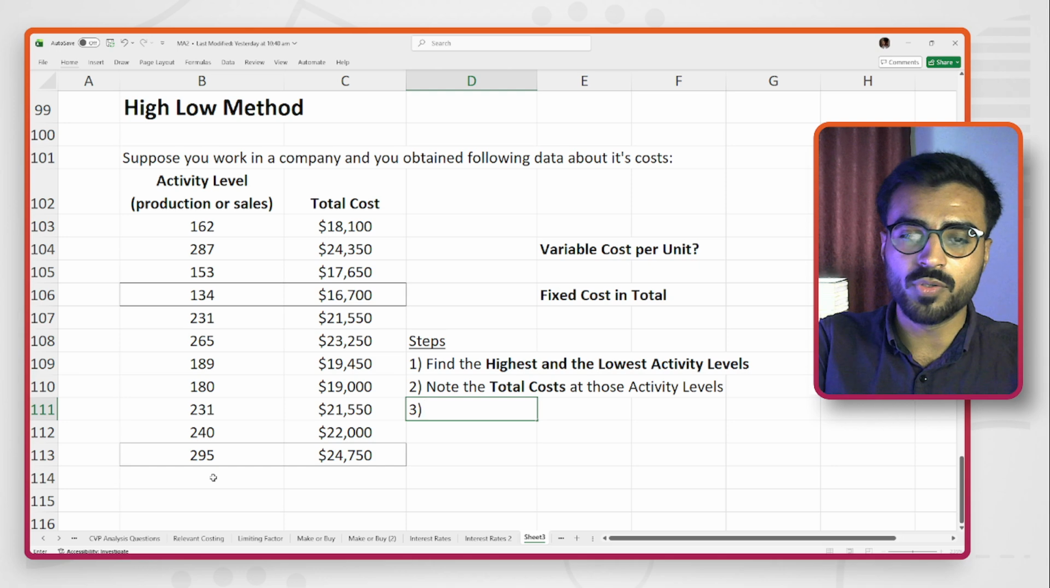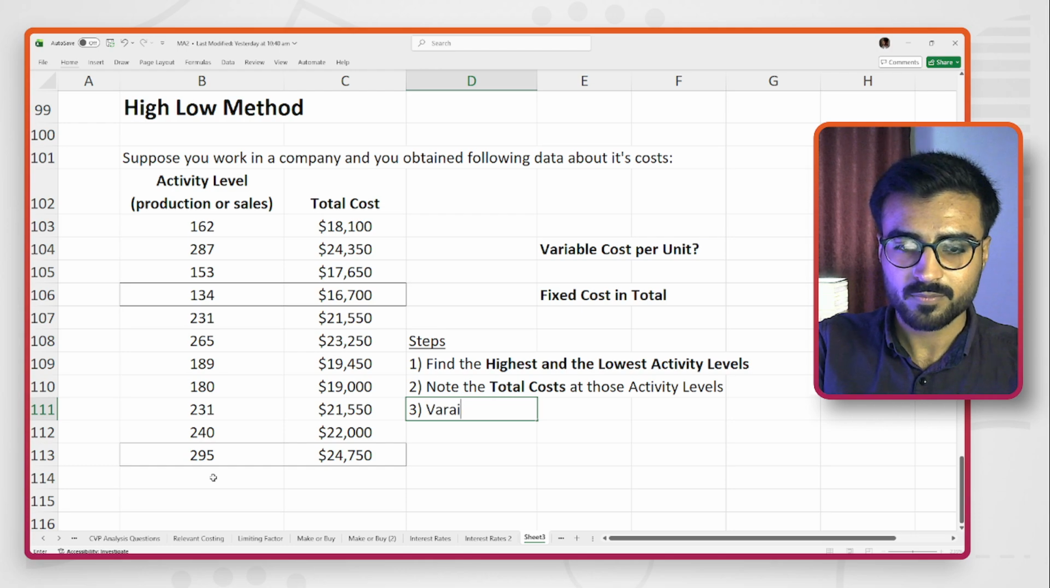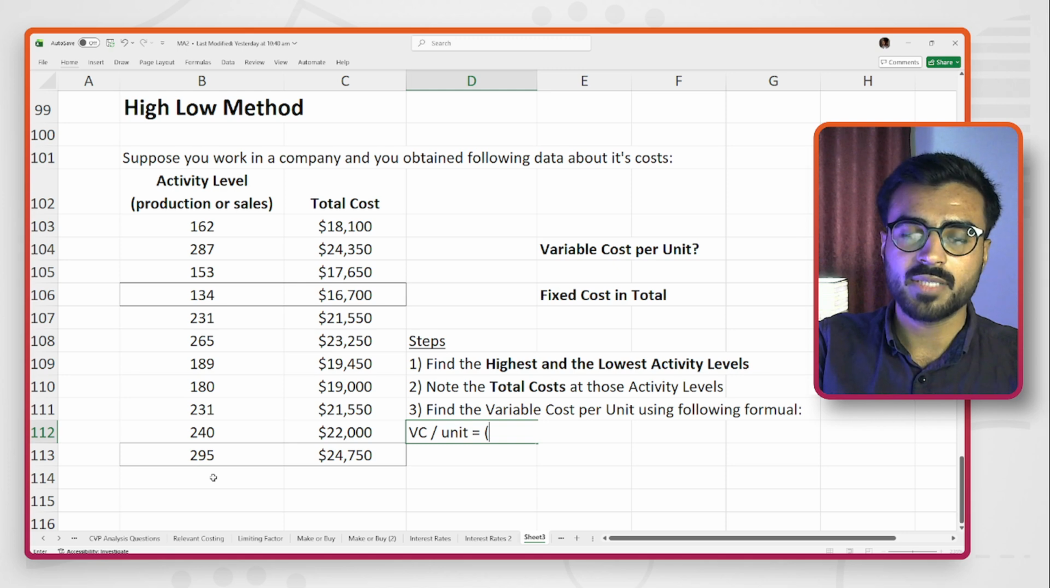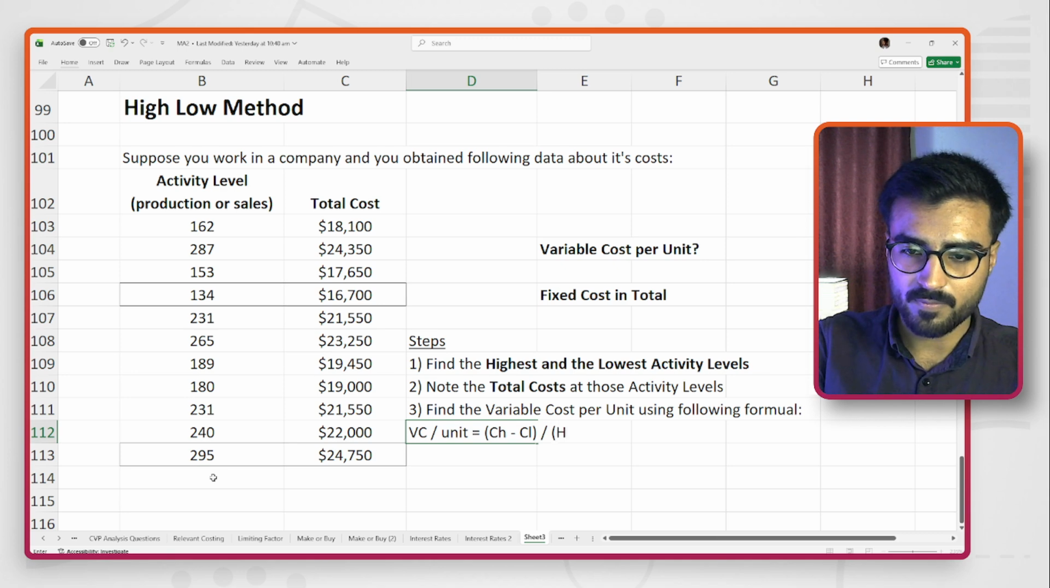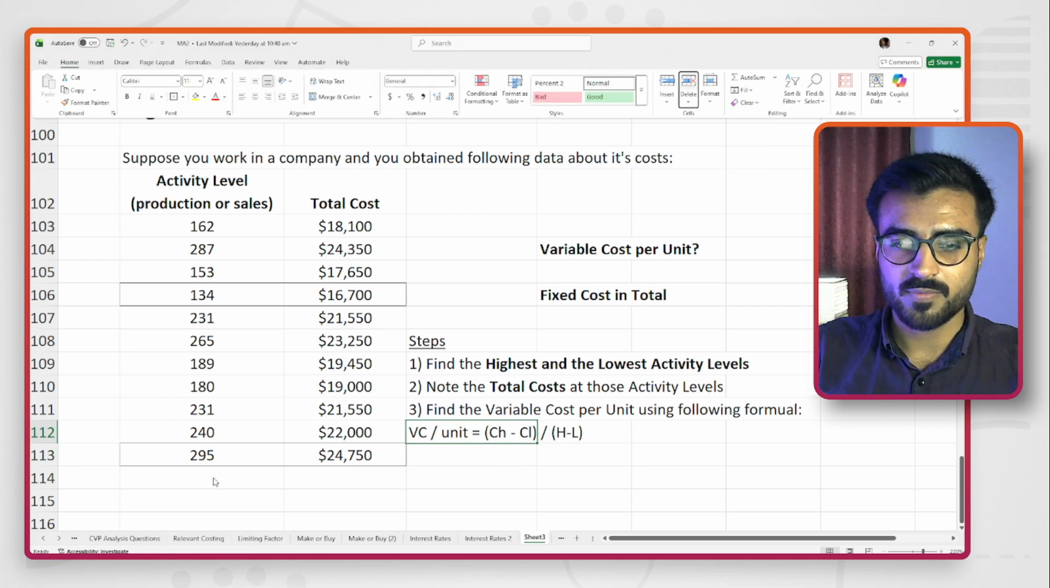Now we are going to use a very simple formula to find the variable cost per unit. The formula is: variable cost per unit equals cost at highest activity level minus cost at lowest activity level, divided by highest activity level minus lowest activity level. So this is the formula for finding the variable cost per unit.